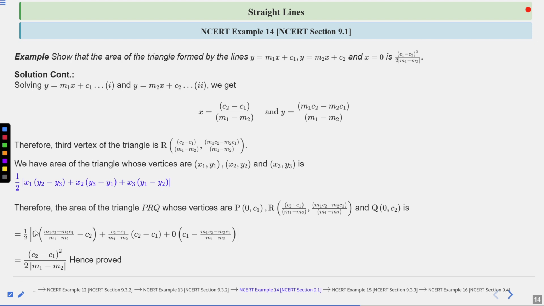Now if we simplify this, we obtain c2 minus c1 whole square divided over 2 times modulus of m1 minus m2. That is basically what we have to prove. So the area of the triangle formed by the lines y equal to m1 x plus c1, y equal to m2 x plus c2, and x equal to 0 is c1 minus c2 whole square divided over 2 times modulus of m1 minus m2. Hence proved. So now let us move on to the next example.